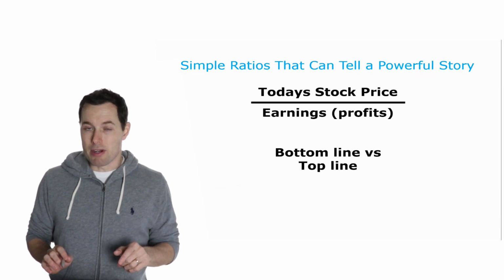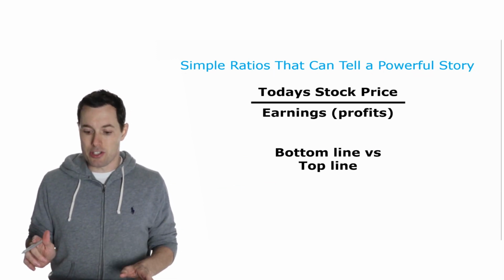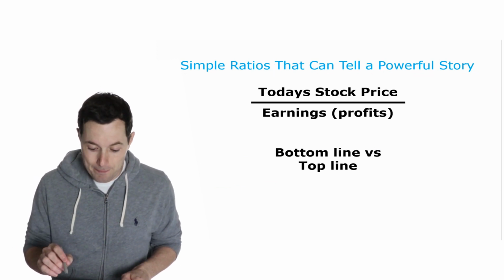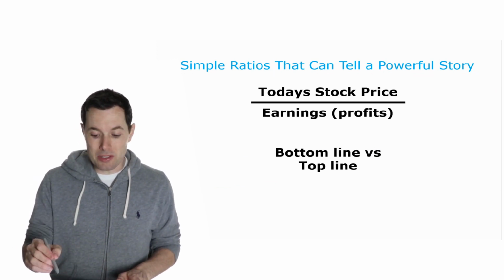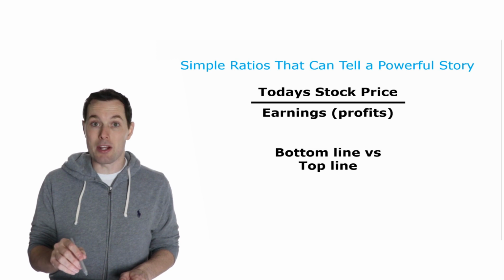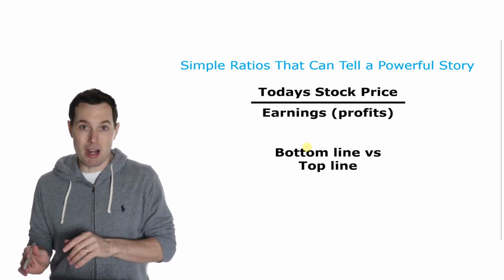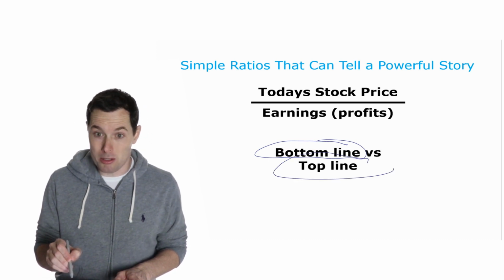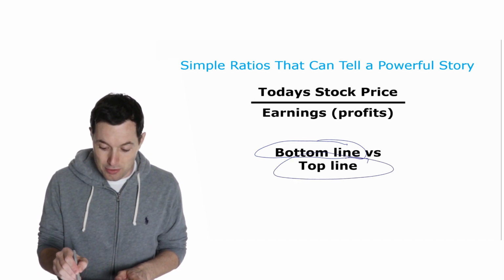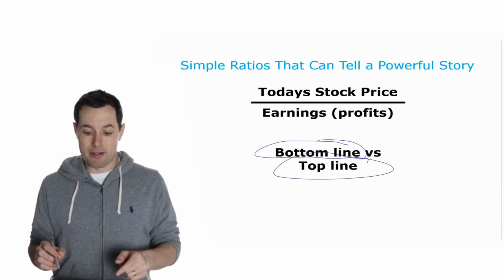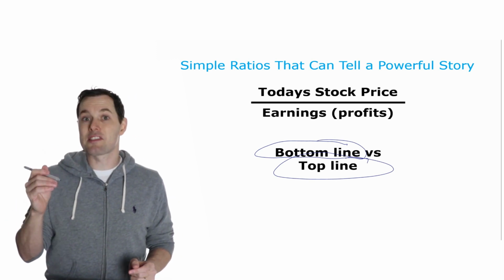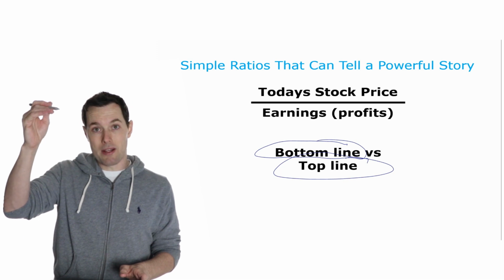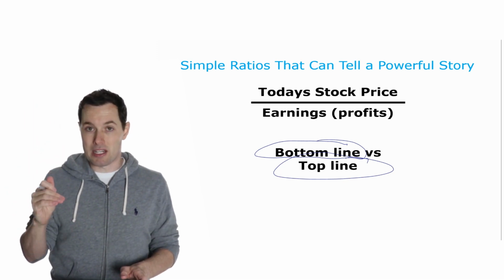This one's PE ratio. This is the most common of all the ratios. We did a video on this the other day. You can click on the link to watch that one. But again, all you're doing is taking today's stock price and dividing it by earnings. Earnings is another term for profit. Now that's the fundamental difference. With this one, you're looking at the bottom line, versus price to sales, you're looking at the top line. They call it bottom line and top line because that's simply where it appears on the income statement. Sales is the top line. Bottom line is the profit of the company.